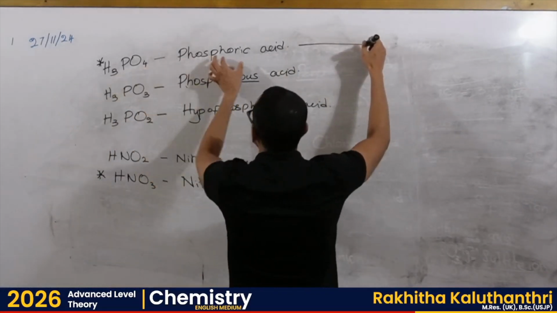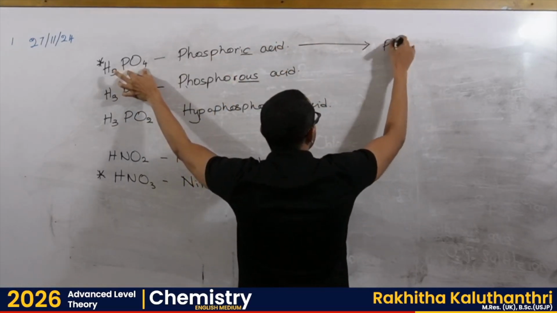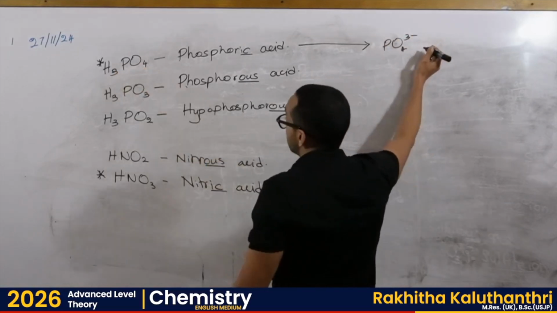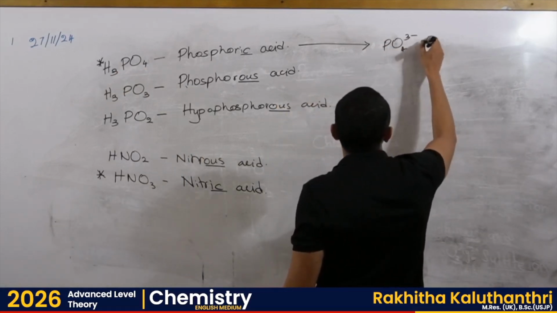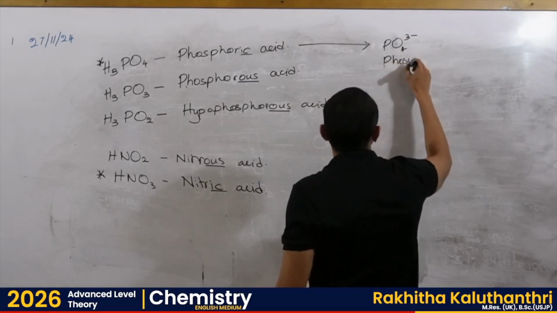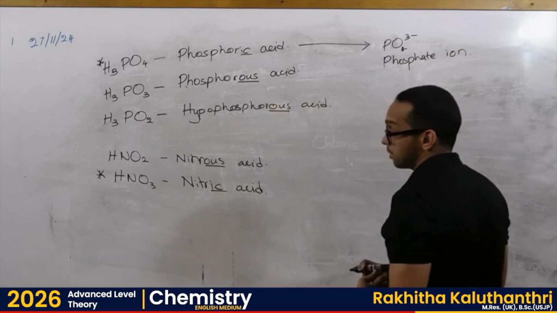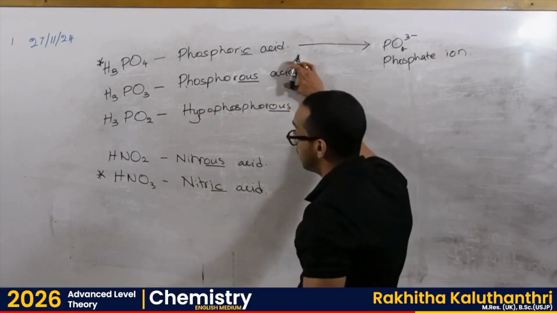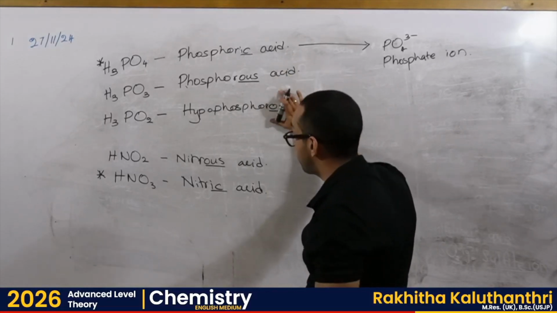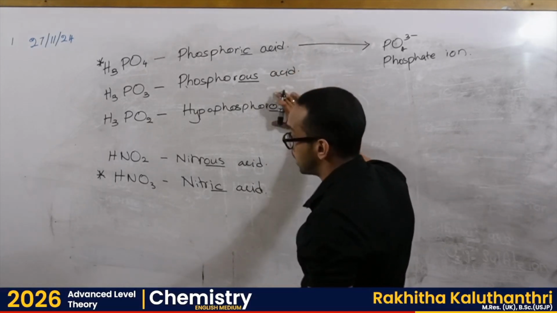Here this has the IC ending, and I know the anion that is formed after the release of H pluses is PO4 3 minus. So what we form here is the phosphate ion, right? And then we form over here the phosphite ion and hypophosphite ion, right? So phosphite ion and hypophosphite ion.